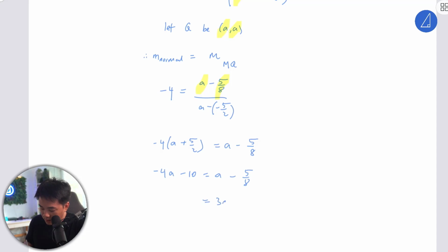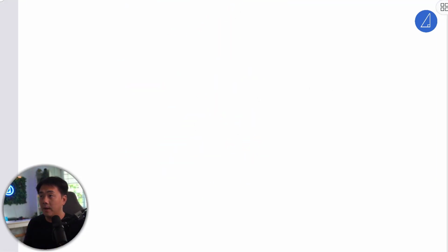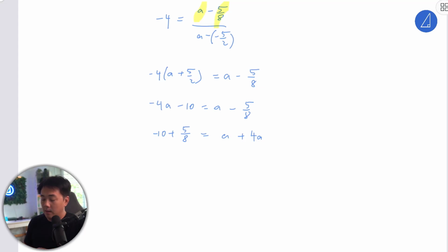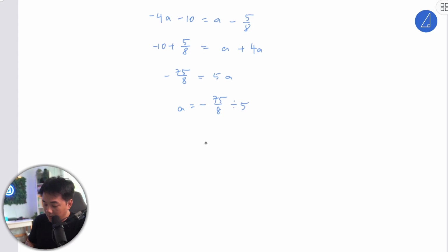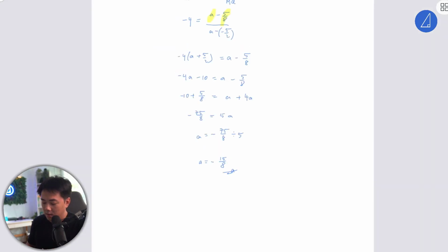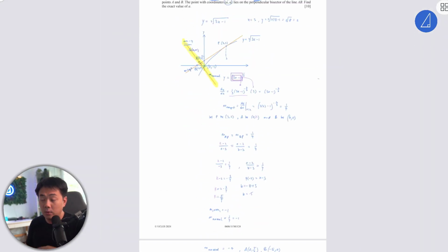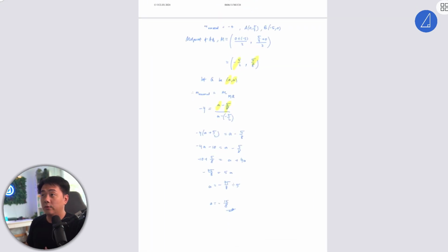Then this is 3 over A. So negative 10 plus 5 over 8 will give us negative 75 over 8, plus 5A. A equals negative 75 over 8 divided by 5. So we get A equals negative 15 over 8. Done. Okay, so that's how you do this question proficiently.